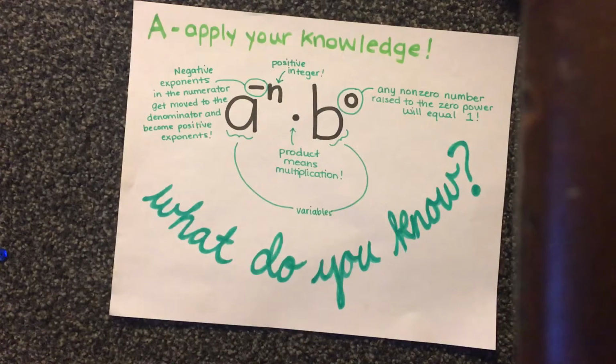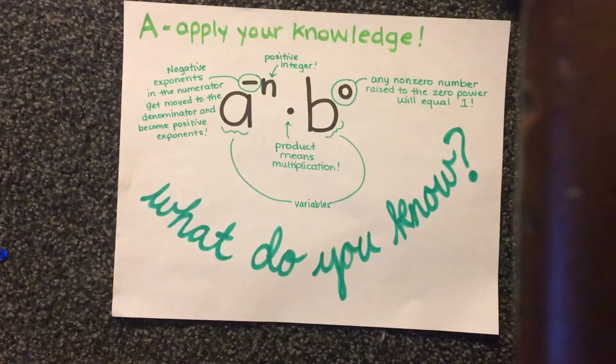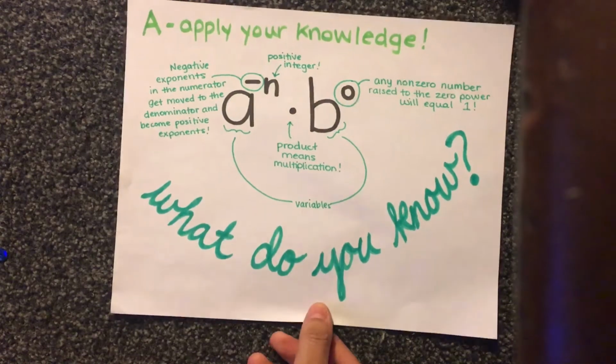We also know the rule that if negative exponents are in the numerator, they get moved down to the denominator and become positive exponents. Looking at the other side of the product, b is being raised to the power of 0. We know that any non-zero number raised to the 0 power is 1. So I think we are ready for our final step.